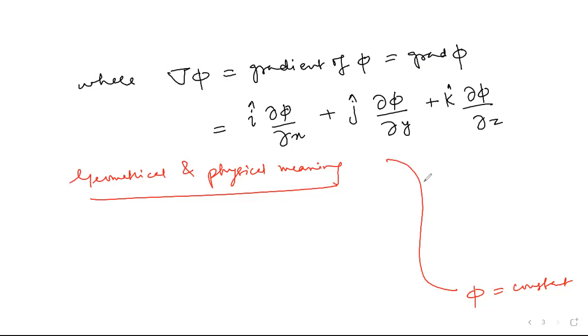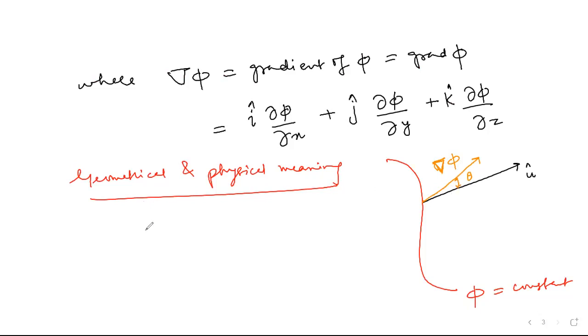Now, suppose there is a certain direction, and in that direction, we are constructing a unit vector. Let there be a unit vector in some particular direction. And suppose this is my del phi vector, gradient of phi vector here, right? And this is the angle between this gradient of phi vector and this unit vector u cap.